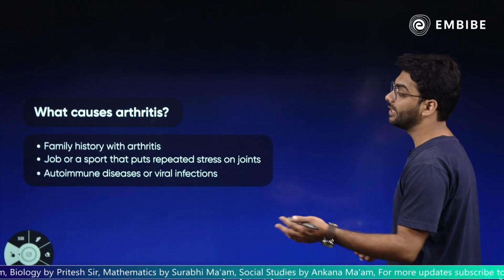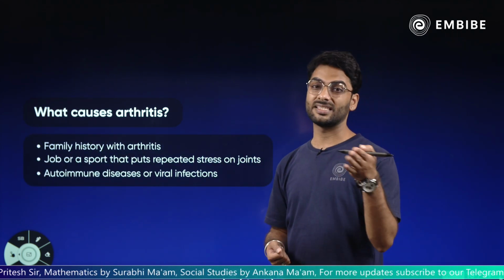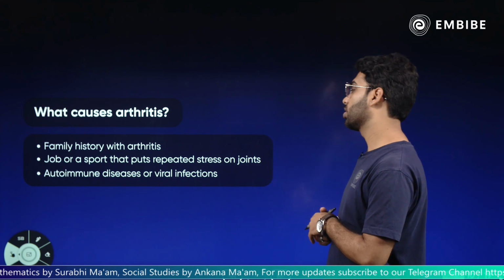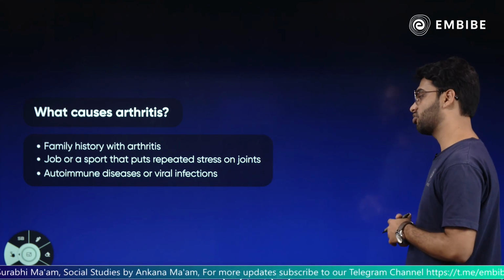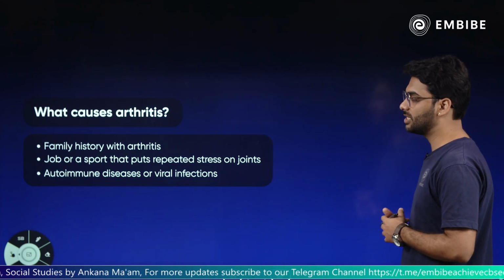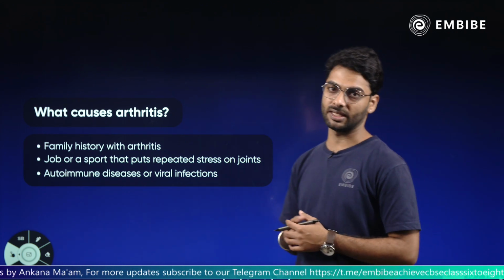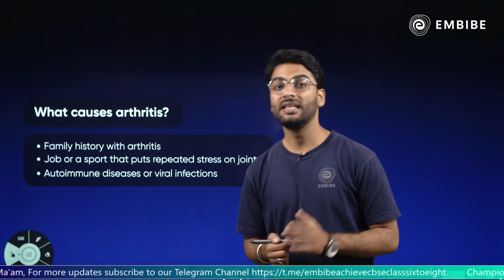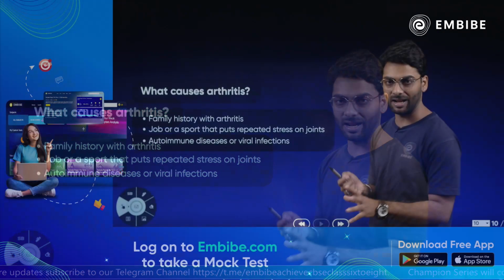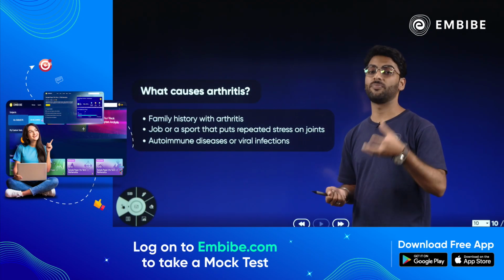What causes it? It can be genetic. So arthritis can be genetic. A job or a sport that puts repeated stress on the joints, an autoimmune disease, or a viral infection can also cause arthritis. So it is genetic as well. This is the difference between joint pain and arthritis, that arthritis can be genetic.